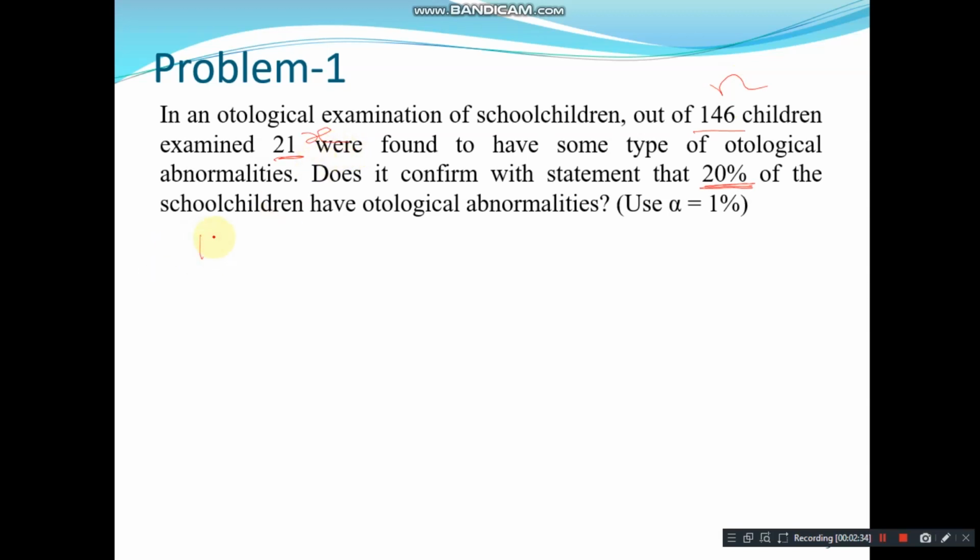See for this, what is the H naught and what is the H1? Nothing but the null hypothesis and alternate hypothesis. They are claiming a statement that 20% of the school children have otological abnormalities. Suppose p naught is the 20%. Then we have to claim that p is equal to p naught. We have to verify whether it is p naught or not. So this is the H1 alternate hypothesis: p is equal to p naught and p is not equal to p naught. This is how you choose the null and alternate hypothesis, and the level of significance is given as 1%.